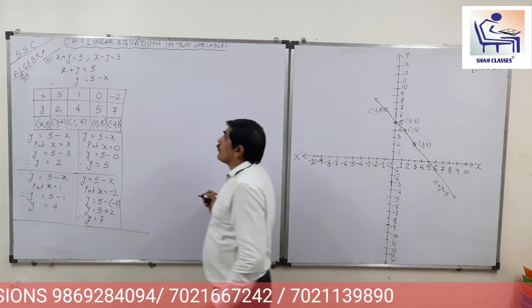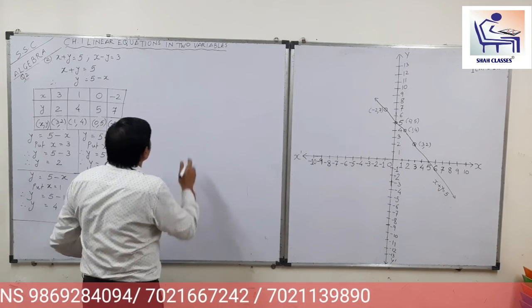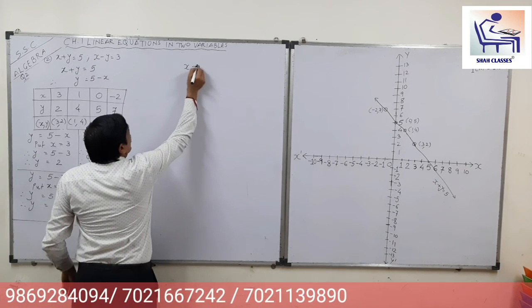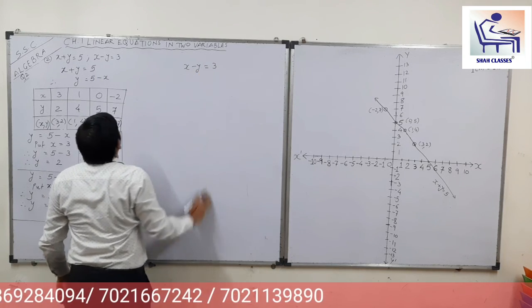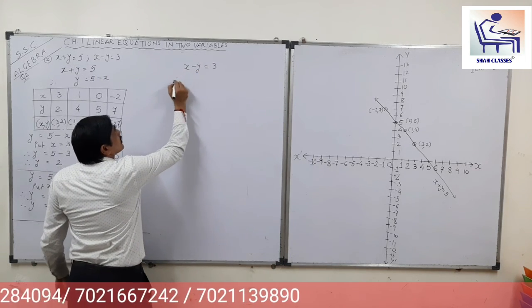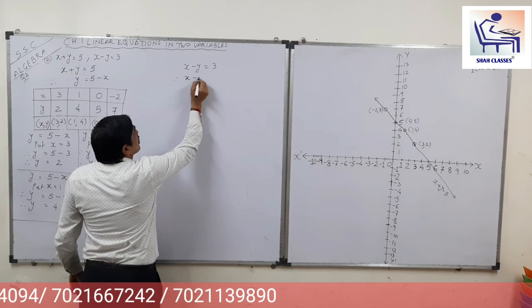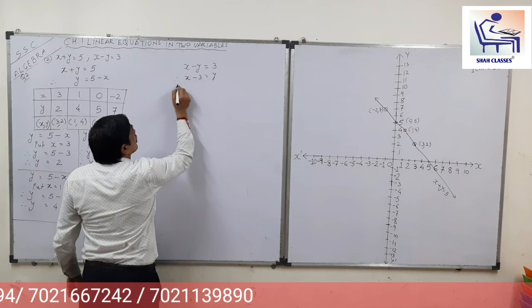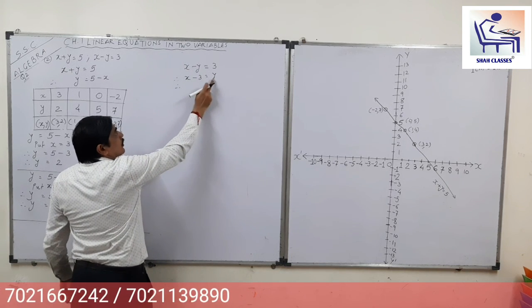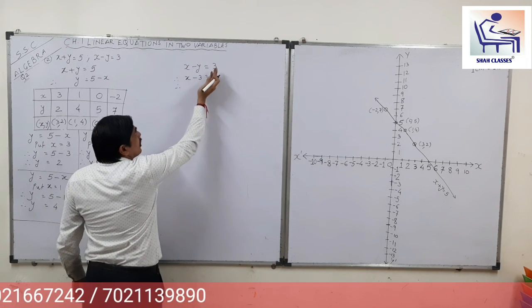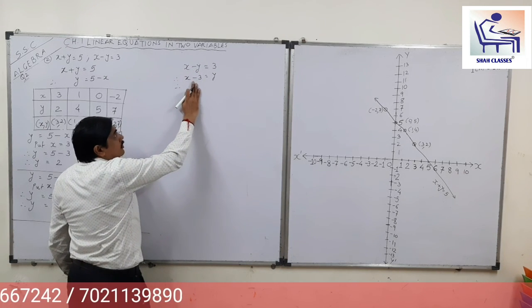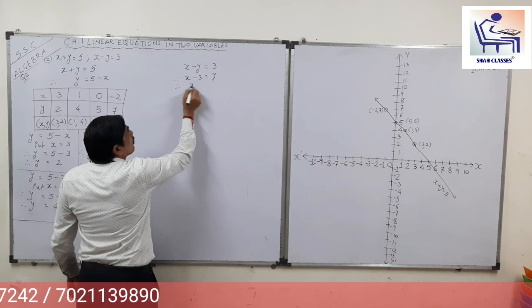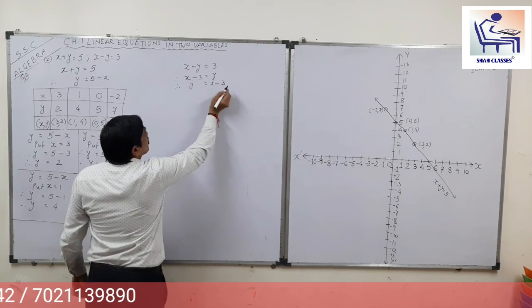Now we will move towards the second equation. x minus y is equal to 3. x minus 3 is equal to y. Please make your y positive. So transfer this to the other side, and this 3 comes here, so it becomes negative. Therefore y is equal to x minus 3.